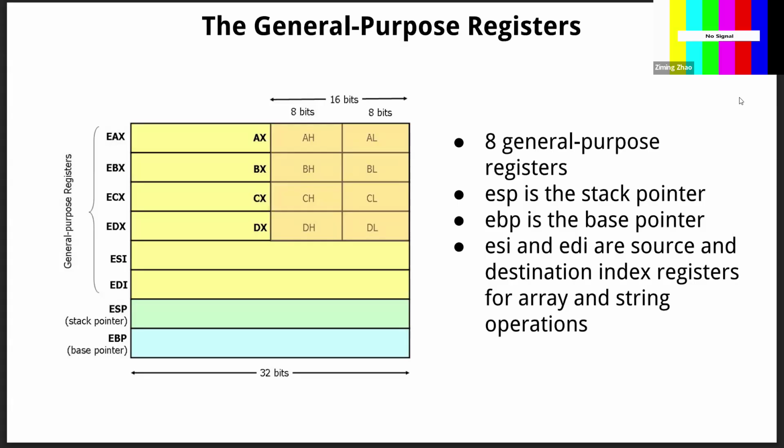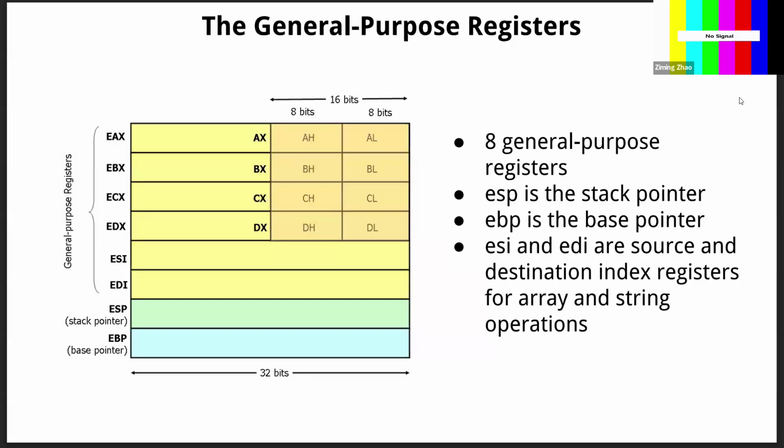The general purpose registers are EAX, EBX, ECX, EDX, A, B, C, D. Then ESI, you can remember this as extended source index. EDI, extended destination index. Then ESP, stack pointer, very, very important for this class. EBP, extended base pointer, also very important for this class. So those are the general registers.